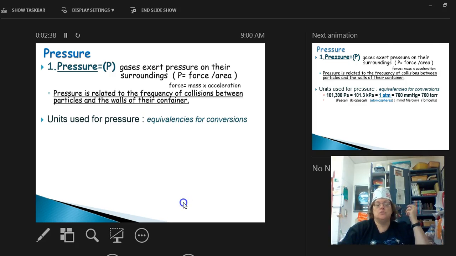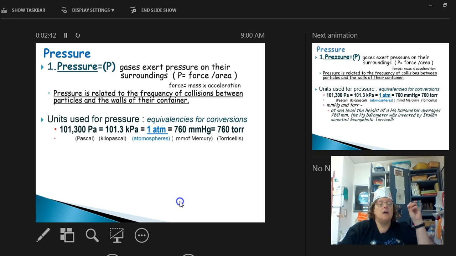Units used for pressure. We're going to use several different units. Pascals. Pascal was a scientist who started studying gases. Kilopascals: there are 1,000 pascals in a kilopascal. Atmospheres, millimeters of mercury, or torricellis.